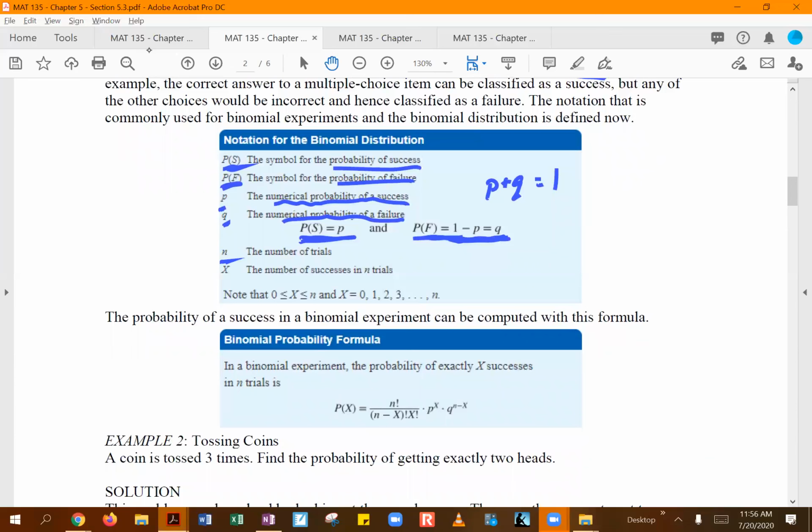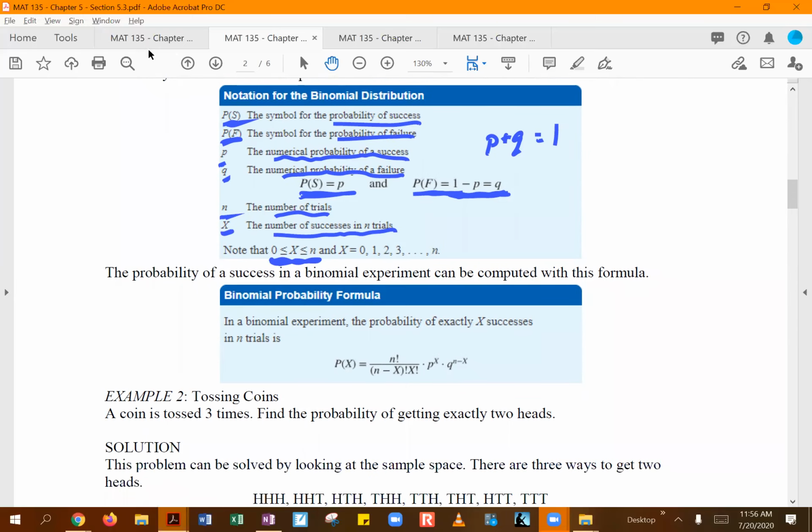N would of course represent the total number of trials being performed, and capital X here would be the number of successes out of a total of the N trials. So remember, your X value can be anything between 0 and N, including the endpoints.